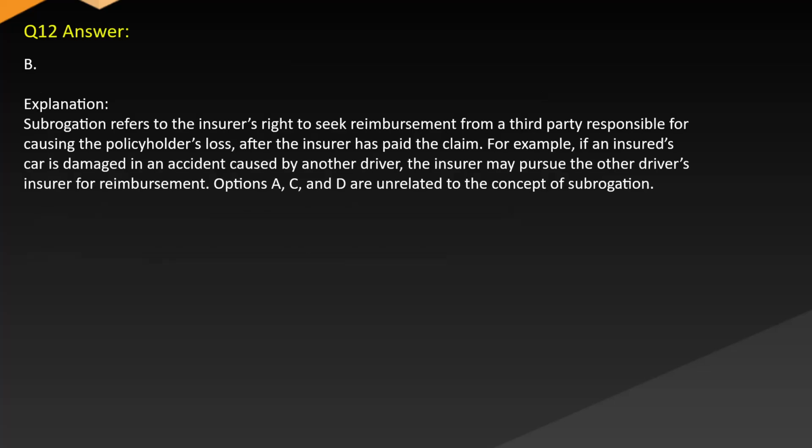Answer B. Explanation. Subrogation refers to the insurer's right to seek reimbursement from a third party responsible for causing the policyholder's loss after the insurer has paid the claim. For example, if an insured's car is damaged in an accident caused by another driver, the insurer may pursue the other driver's insurer for reimbursement. Options A, C, and D are unrelated to the concept of subrogation.